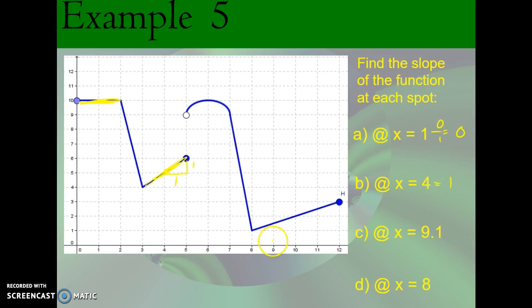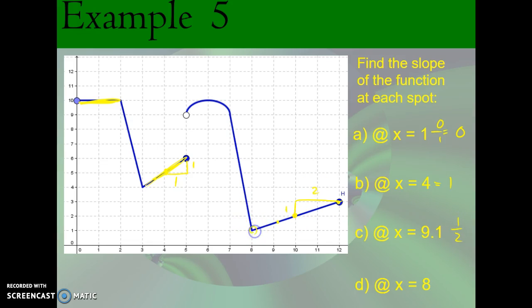At 9.1, it's pretty hard to pinpoint. I can't use that as a coordinate the same way I did here to be able to count out boxes, but it's part of this segment. The whole segment has the same slope, whether I look at this precise crazy decimal or whether I go to nice integer coordinates to be able to measure it. Here I have a rise of 1 and a run of 2, so that's a slope of 1/2.